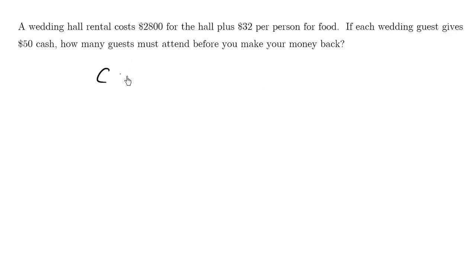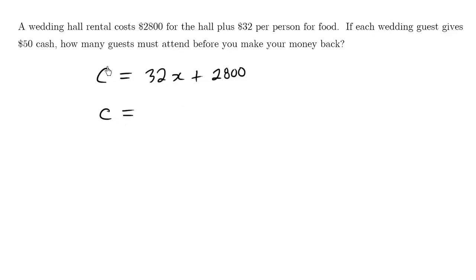We have the cost, which depends on the number of people we have: $32 times the number of people, we'll just call this x, plus a fixed amount, which is $2,800. So this is going to be an expensive wedding, especially if there are more people. Now we know that we're also going to make money, based on how many guests we have, and each guest gives us $50. So imagine what that looks like as a graph.